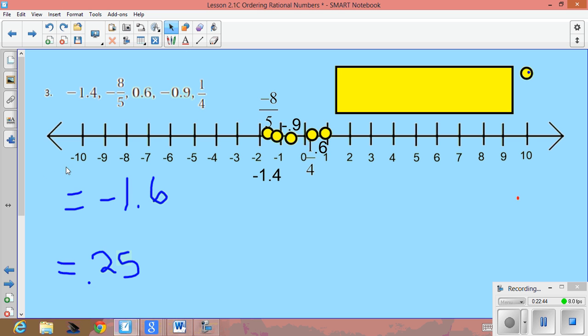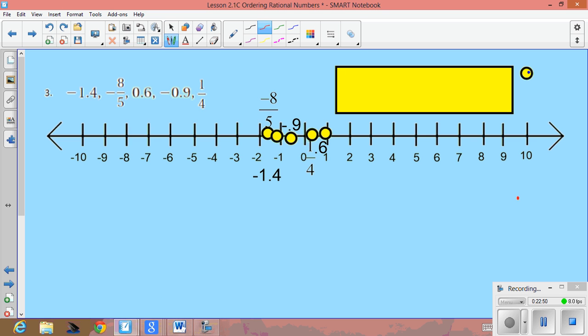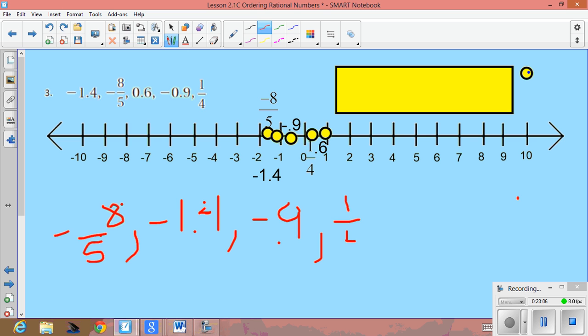Okay, and if we take a look at these and write them neatly from smallest to largest, we would have negative 8 over 5, negative 1.4, followed by negative 9/10, followed by 1 over 4, followed by 6/10.